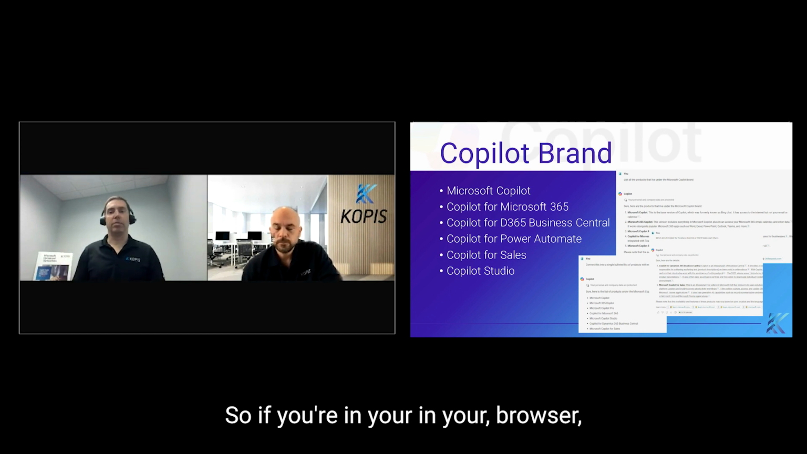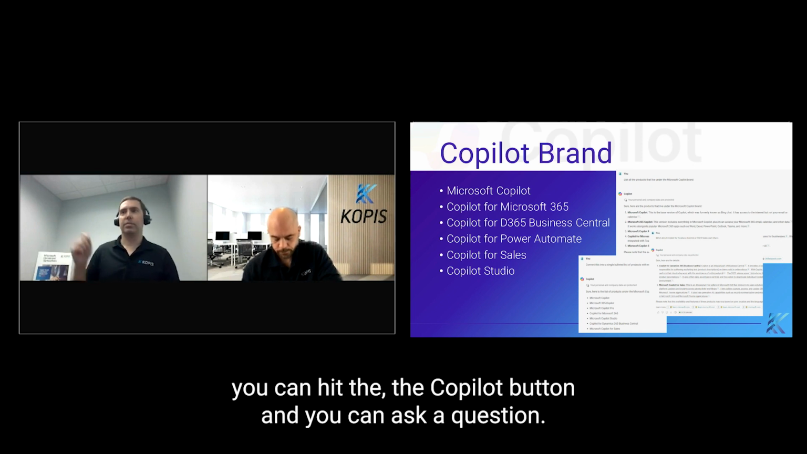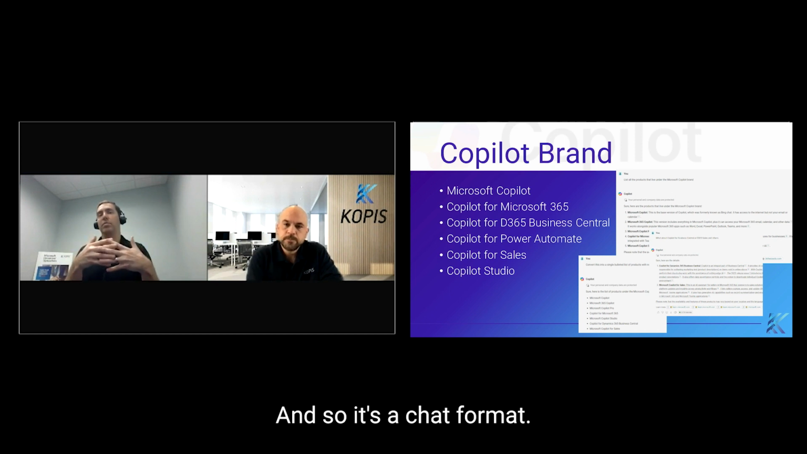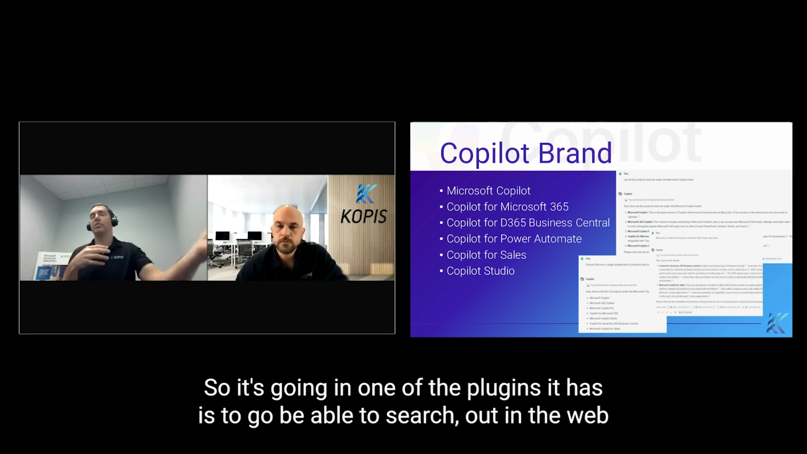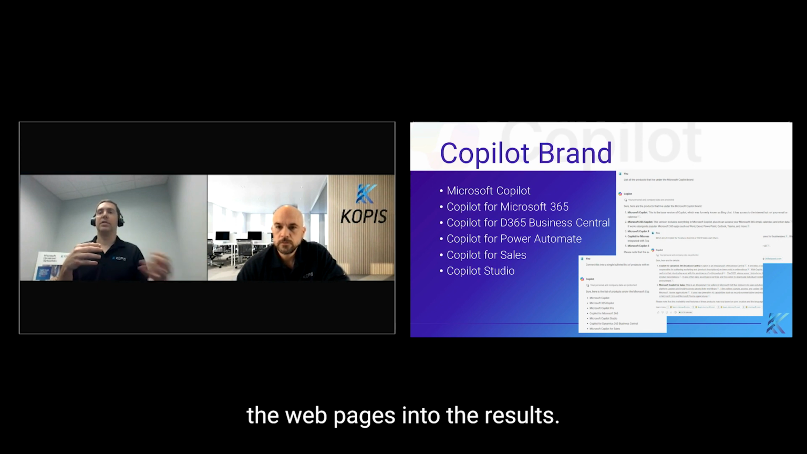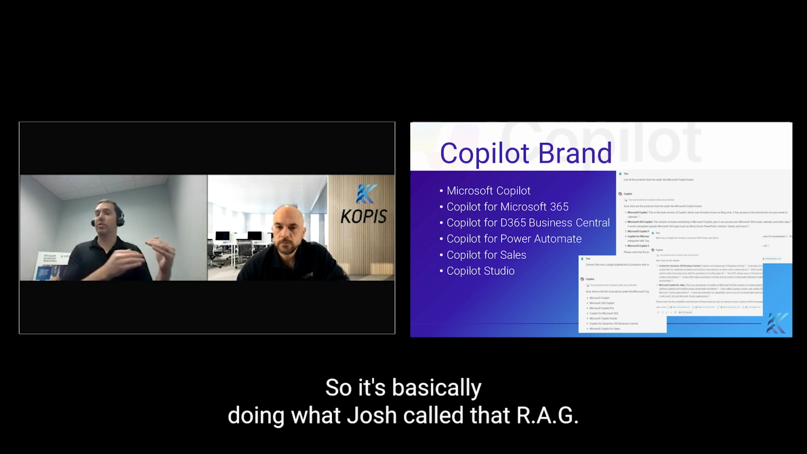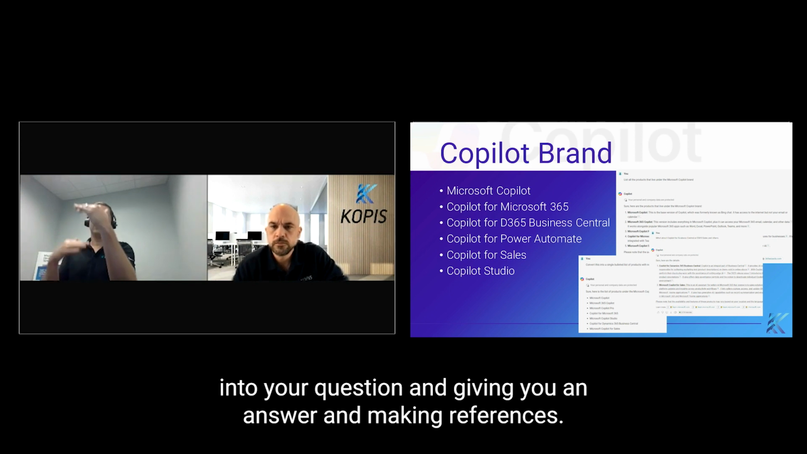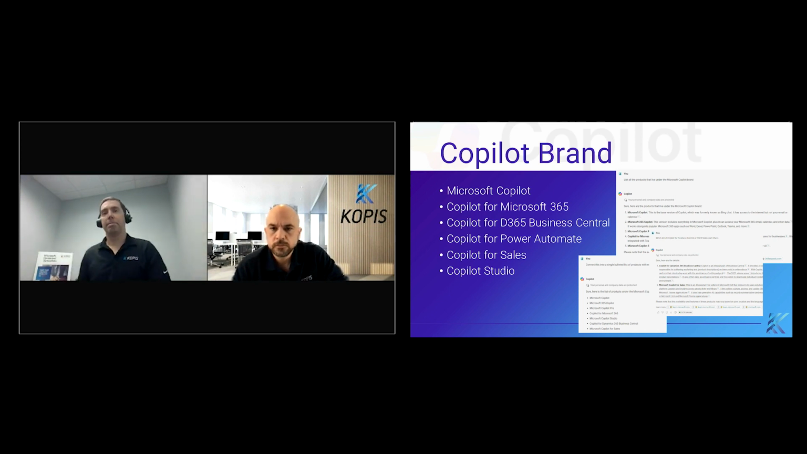If you're in your browser, you can hit the Copilot button and ask a question, and it's both searching as well as doing a generative AI query, so it's a chat format. One of the plugins it has is to search out on the web and feed the web pages into the results. So it's basically doing what Josh called the RAG. It's taking that context from those websites, injecting it into your question, and giving you an answer and making references.